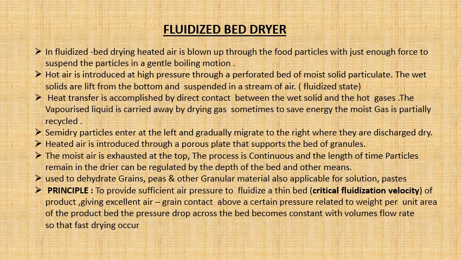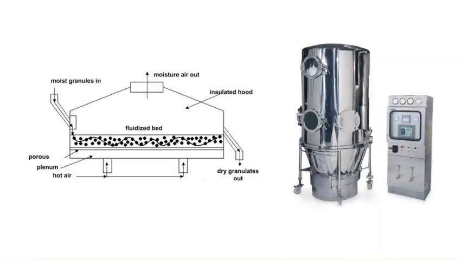Talking about the principle of the fluidized bed dryer, to provide sufficient air pressure to fluidize a thin bed is called the critical fluidization velocity of the product, giving excellent air-grain contact above a certain pressure related to weight per unit area of the product bed. The pressure drop across the bed becomes constant with volume flow rate so that fast drying occurs. This is the pictorial representation of the fluidized bed dryer.